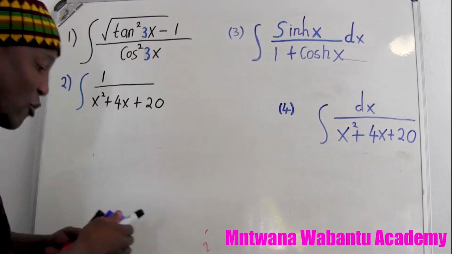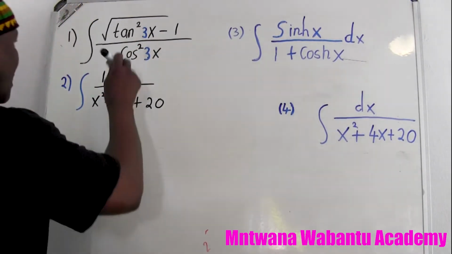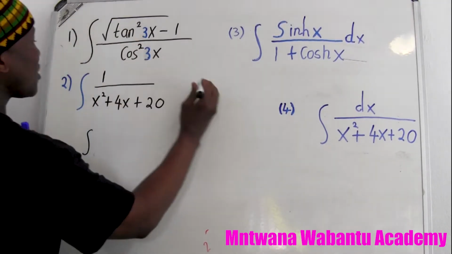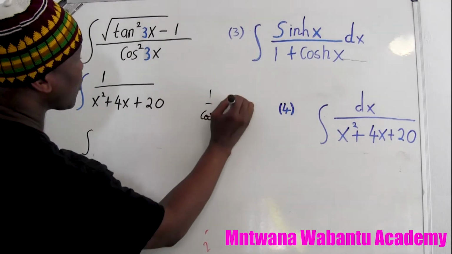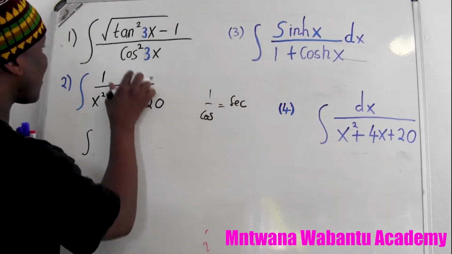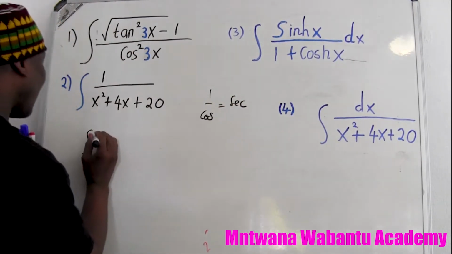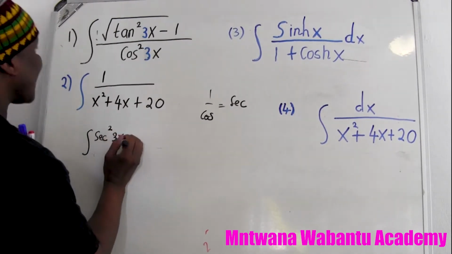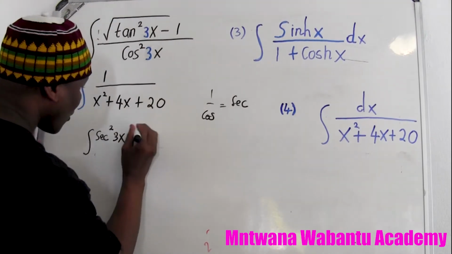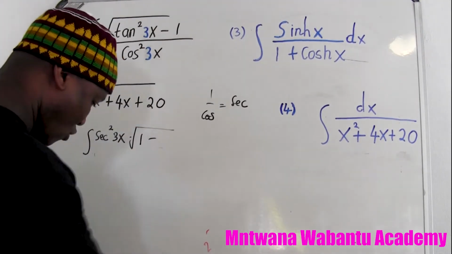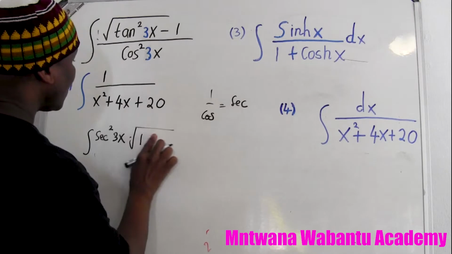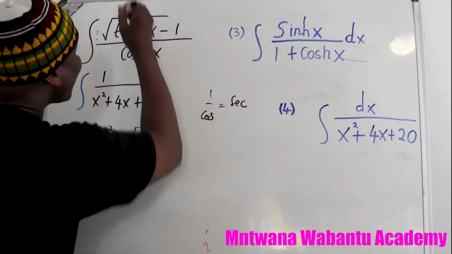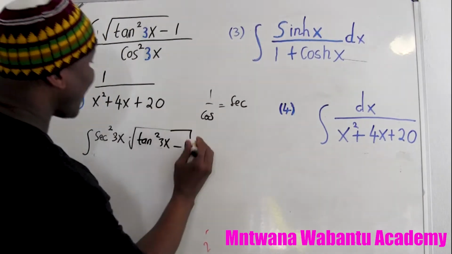So the first question, look how I'm going to approach it. First, I'll take this to the top, so this is going to become an integral of sec. This comes to the top because 1 over cos of anything equals sec. So instead of writing 1 over cos, it is the integral of sec squared 3x over the square root of tan squared 3x minus 1, dx.